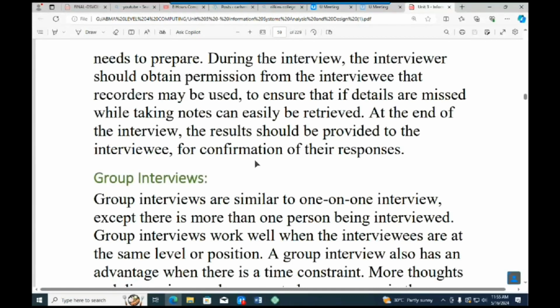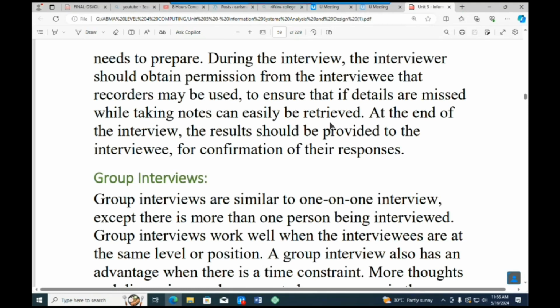During the interview, the interviewer should obtain permission from the interviewee if you want to use recorders. You don't just record someone without their permission. You need to get consent. So you need to tell the interviewee that you might use recorders in the interview, and obtain their consent.